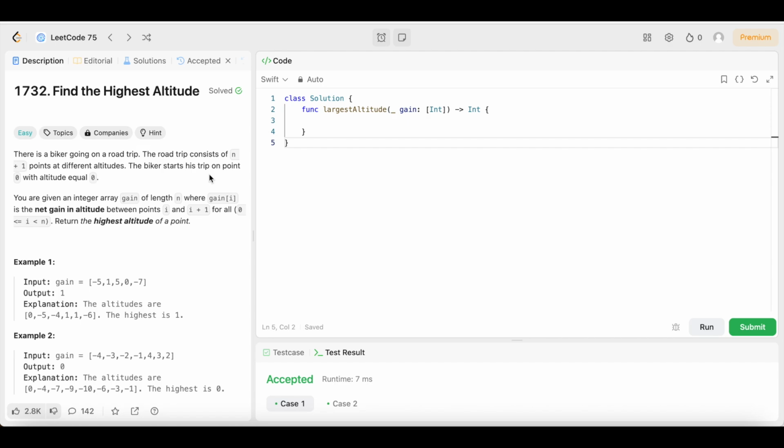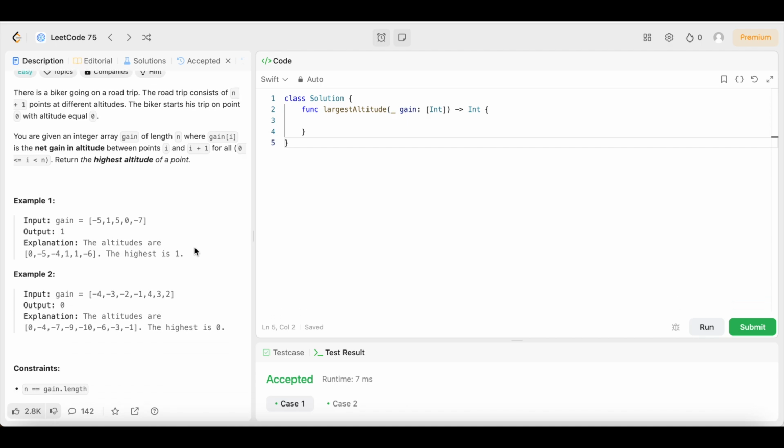Okay, so let's break that down because I know that could be hard to understand. It was hard for me to understand at first. I had to go read through it a couple times. So let's look at these examples. In example 1, the input gain is an array of integers: -5, 1, 5, 0, and -7. The output is 1. The explanation: the altitudes are 0, -5, -4, 1, 1, and -6. So the highest is 1.